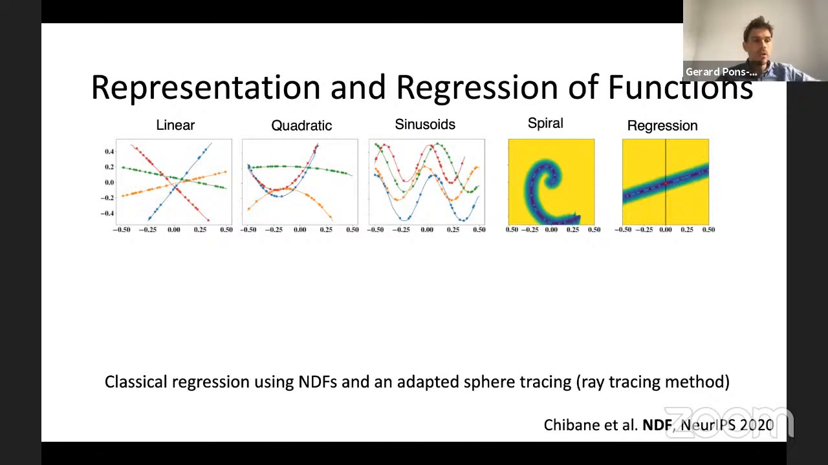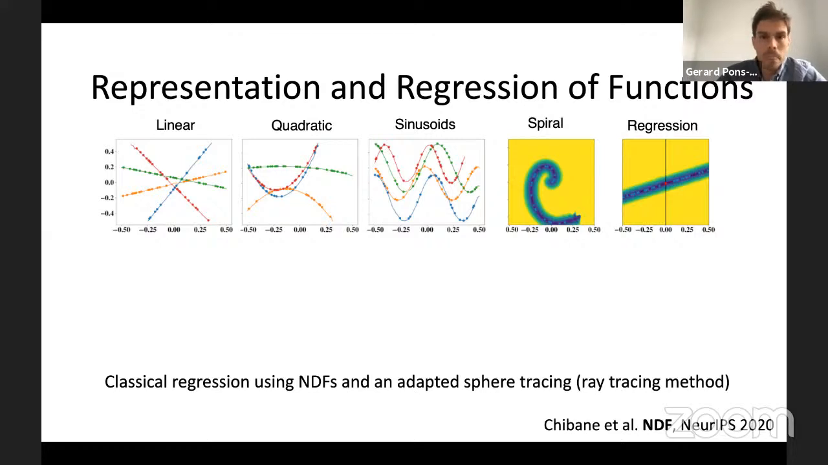We started with a computer graphics, computer vision algorithm, but we realized that this can be used more generally for general regression. So I can use neural distance fields to basically complete general functions like linear, quadratic, sinusoids, or spirals, and complex manifolds. Now you might think, well, I'm really not impressed by this because I can train a neural network to do the same thing with standard regression.